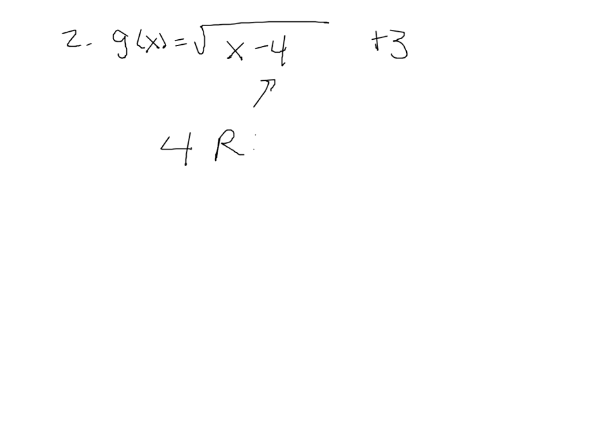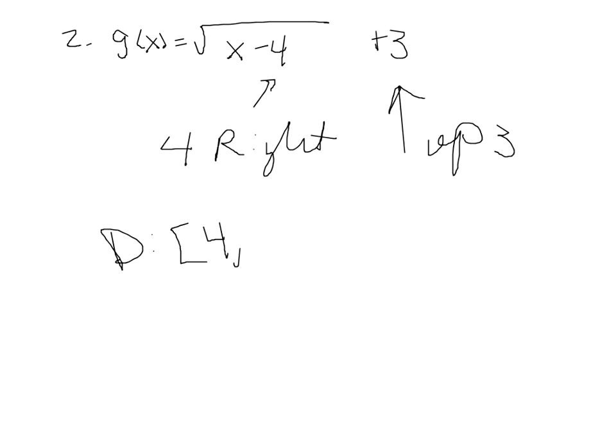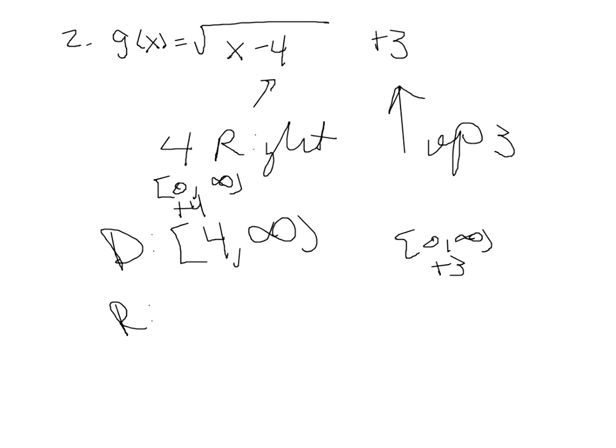Okay, next one. g of x equals the square root of x minus 4, plus 3. This says we move 4 to the right, and this says we move up 3. So the domain changes. Move right, so 4 to infinity. Basically I took the 0 to infinity and added 4 to get 4 to infinity. And the range is the same kind of thing. 0 to infinity plus 3 gives me 3 to infinity.